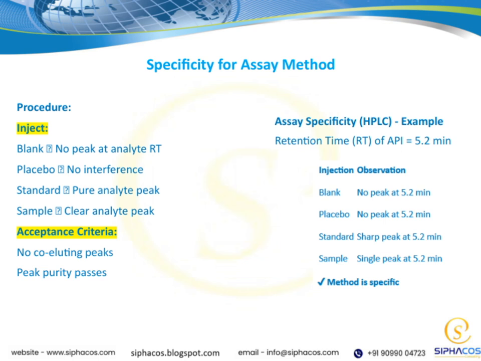The acceptance criteria are critical here. We want no co-eluting peaks, meaning nothing else should be coming out of the column at the same time as our analyte. Additionally, the peak purity check must pass, confirming that the peak is indeed from a single component and not a mixture. Altogether, these steps and criteria ensure our assay is specific, giving us confidence that we're accurately measuring the analyte without interference from other substances. This is fundamental for the reliability of our results and overall method validation.